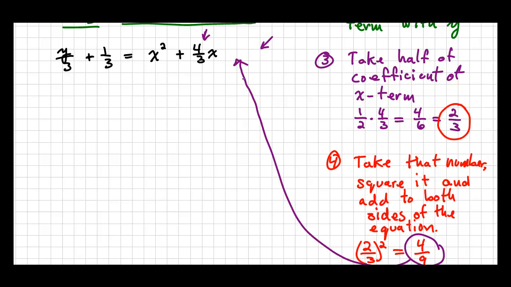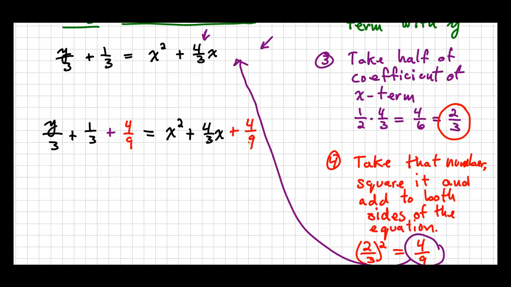Now we can't add it to there without adding it to the other side as well. So let's do that. We're going to get y over 3 plus 1/3 plus the 4/9 that we just found, equals x squared plus 4/3 x plus 4/9.